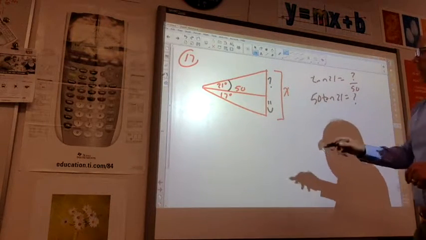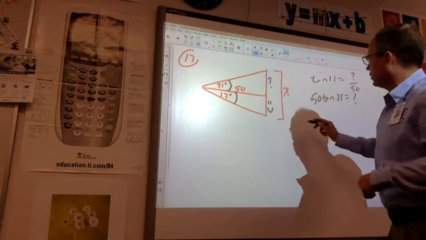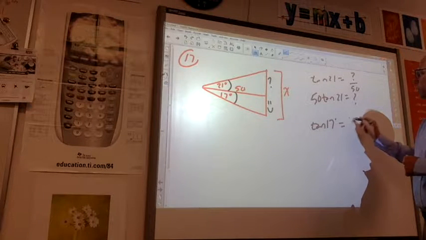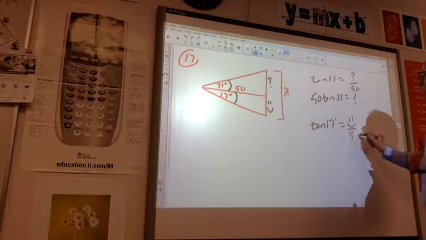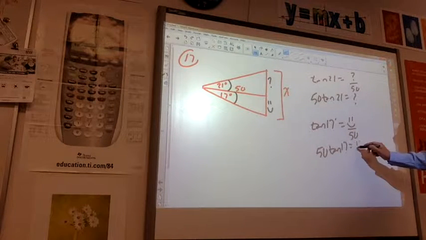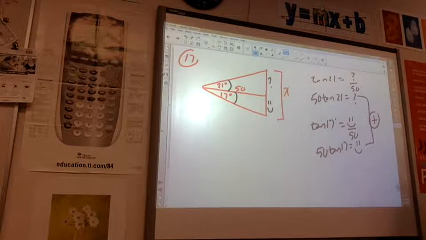So you find that on your calculator. And then on this one, if I look here, I have the opposite and adjacent. So then I have tangent 17 equals smiley face over 50. So then 50 tangent 17 equals smiley face. And if I add those two together, that would solve for me x.